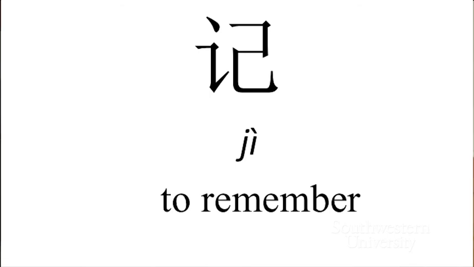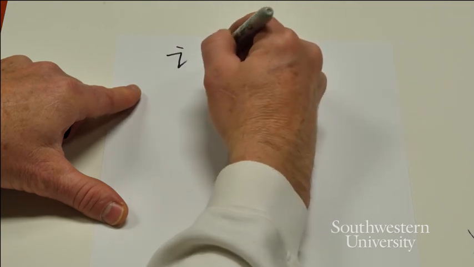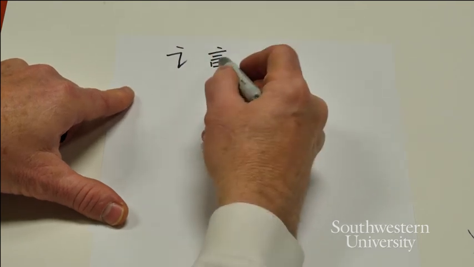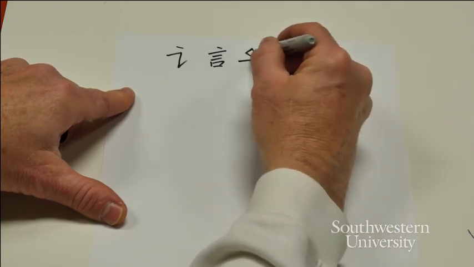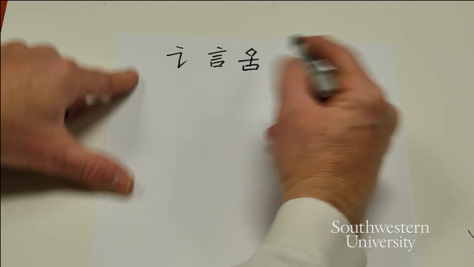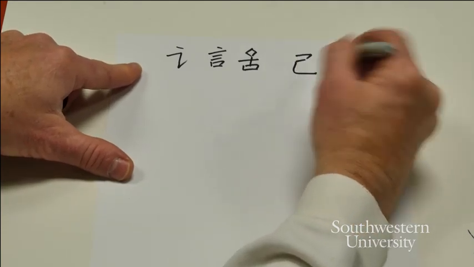Ji. We have the speech radical, which is the component form of yen, which anciently depicted a tongue sticking out of the mouth, yen, and then the right-hand side is phonetic, ji.